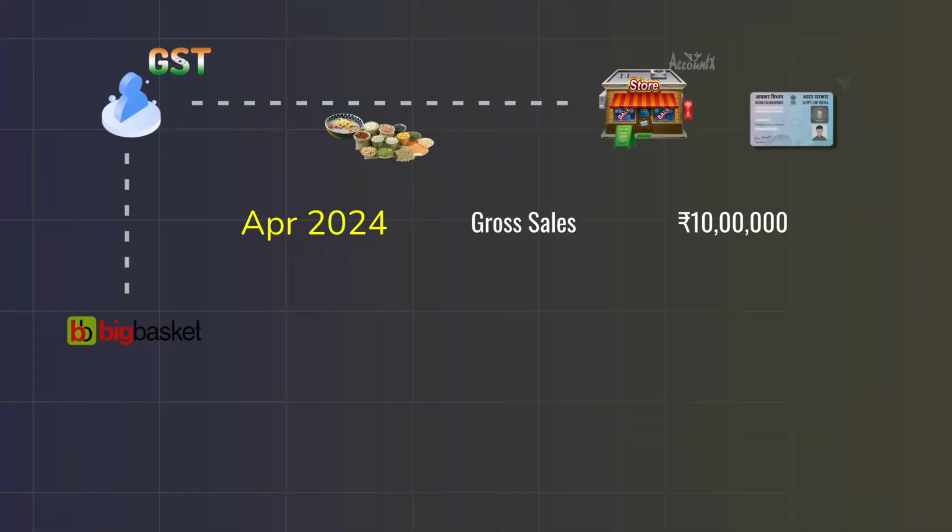Let's understand this with the same example where we calculated TCS. Now let's calculate TDS. Let's say you have a valid PAN. So TDS at 1% is applicable on gross sales, that is 10 lakh. So TDS is 10K. But if you have no PAN, then rate of TDS would be 5% of 10 lakh, which is 50K. So if you want to avoid this, PAN or Aadhaar is must for you.